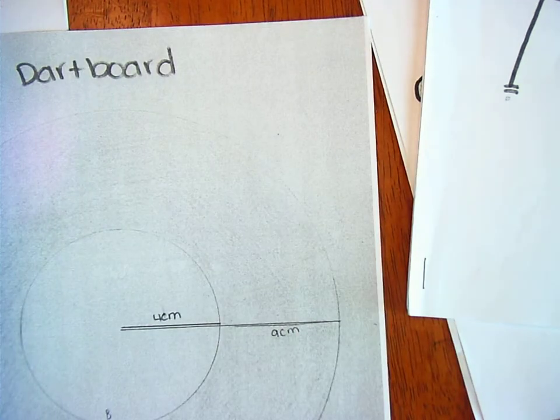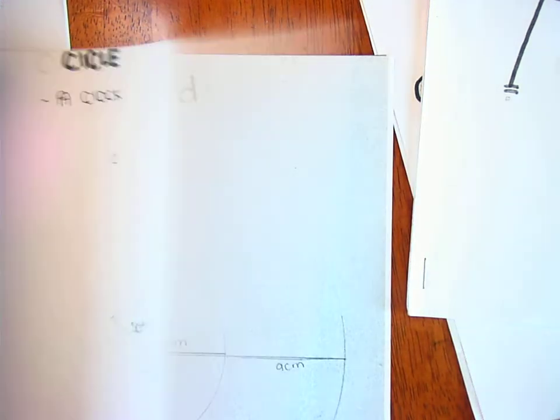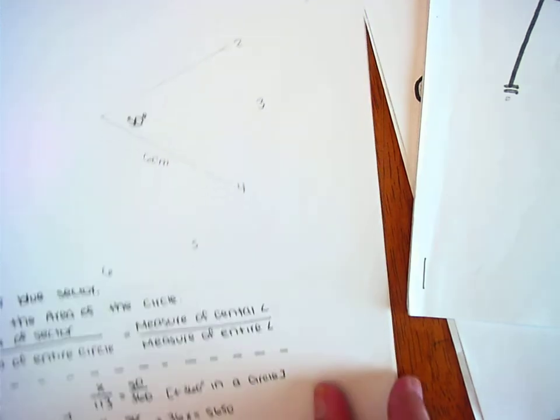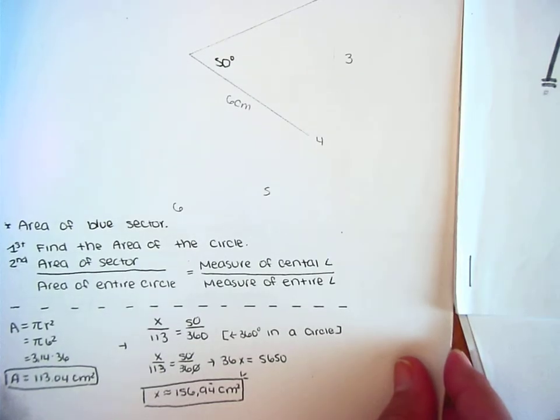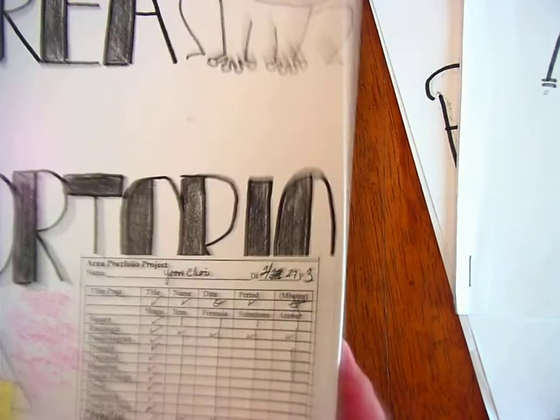Here's the base of a lamp, and you can see that these students, it looked like they found a lot of really interesting ways to demonstrate their understanding of area on different objects. So that's for a portfolio.